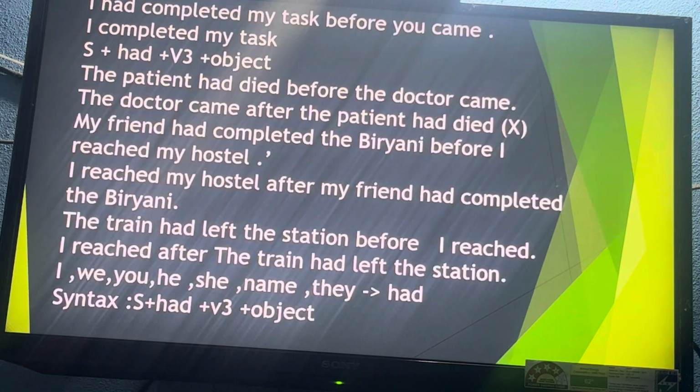So here, what is the second completed action? That is, the doctor came. Hope you are getting the point, everyone. So the patient had died before the doctor came. What is the meaning here?